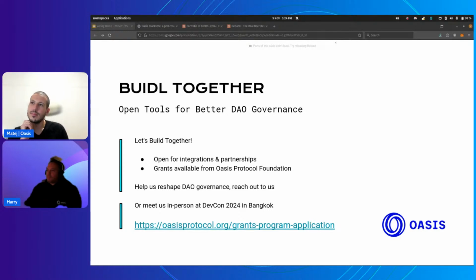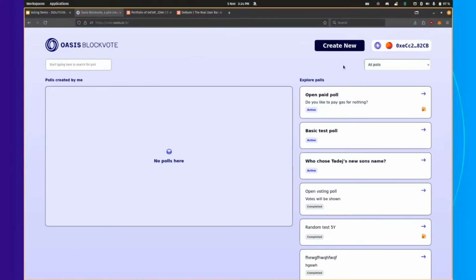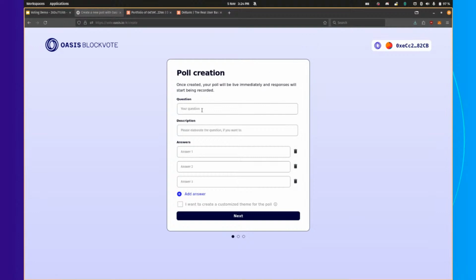So let's go through the demo and show how I set up a vote for Chainlink, right? Exactly. So I've got my browser here. If you go to vote.oasis.io, I have my thing here. I've got gas on testnet, so I'm going to go create a poll. Should we sell Chainlink to Oracle?